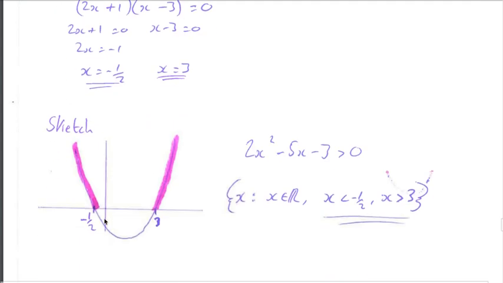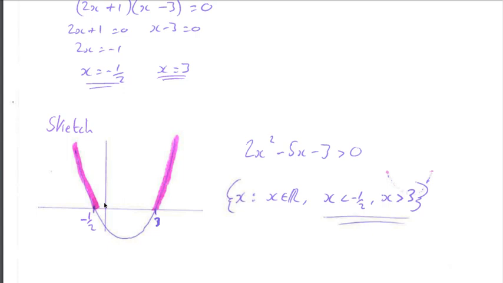So when x is 0, negative value. When x is 1, negative value. When x is 2, negative value. When x is negative 1, positive value above the x-axis. When x is 4, positive value. When x is negative 2, positive value above the x-axis. When x is 4 or 3.1, positive value above the x-axis.